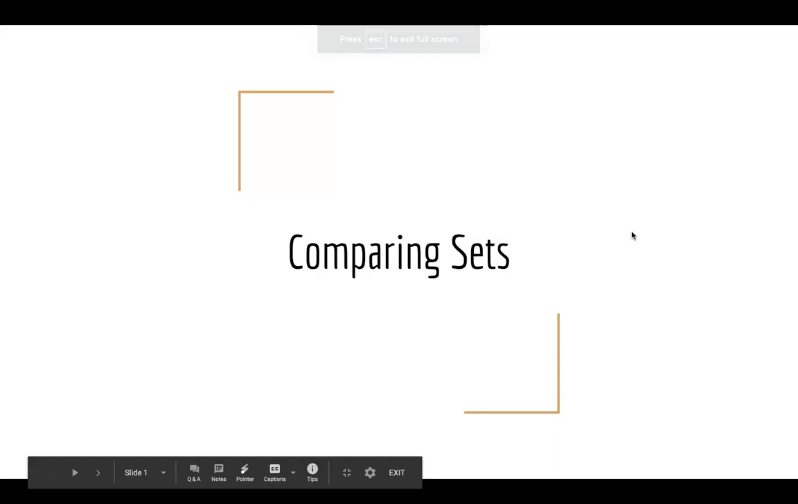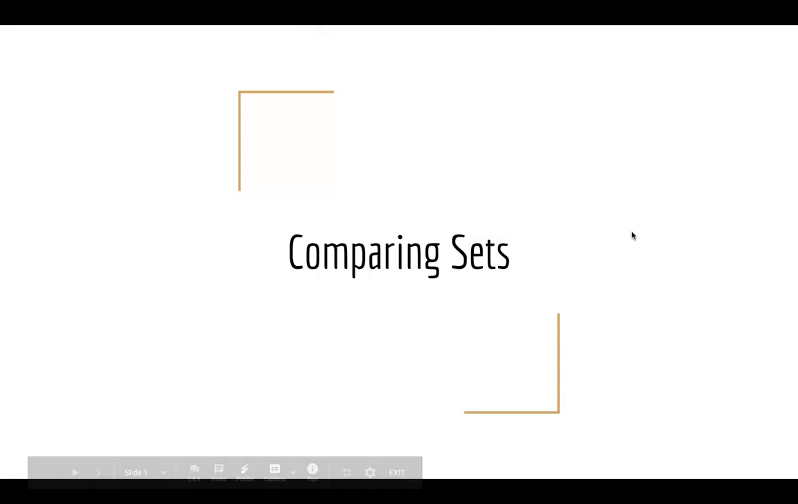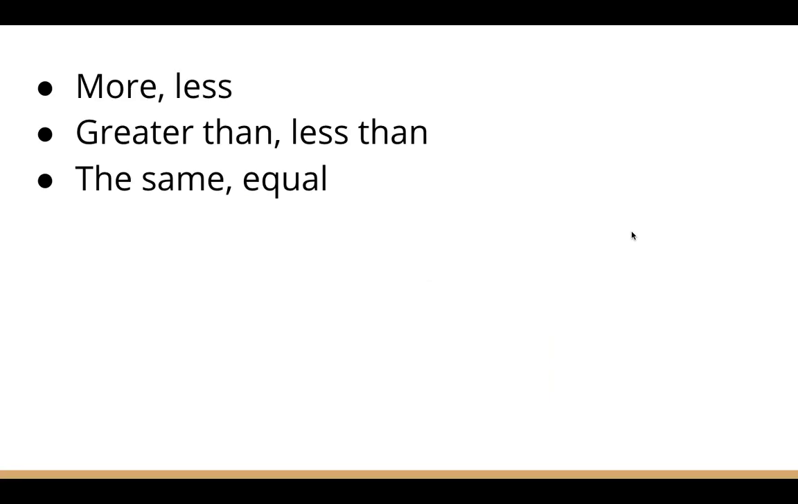Hey everyone, today we are going to talk about comparing sets. So when we compare two different sets of things, we're going to use these vocabulary words: more and less, greater than, less than, and the same and equal. And I'm going to walk you through a few examples to show you what each of those mean.